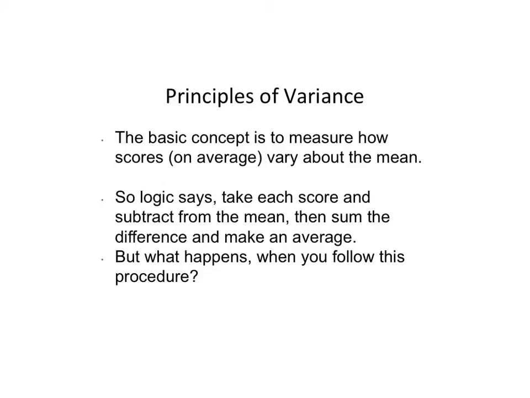To figure out how to calculate standard deviation, you have to calculate variance first. So the basic concept is how scores on average vary about the mean. So logic would say that if you subtract each x individual score from the mean, then you sum up those differences, and then take an average, so divide by n, you should get variance. But there's a major problem when that happens.